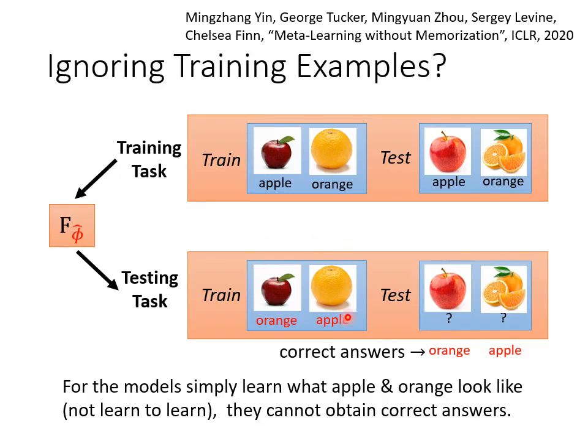This should be apple, based on the training example. However, if your model does not really learn how to learn, it just learns the knowledge from the training task. It just learns what apple and orange look like. Instead of learning how to learn, it cannot get the correct answer. And this is an issue in MAML. And there's a paper named Meta-Learning Without Memorization, which tries to solve this issue.